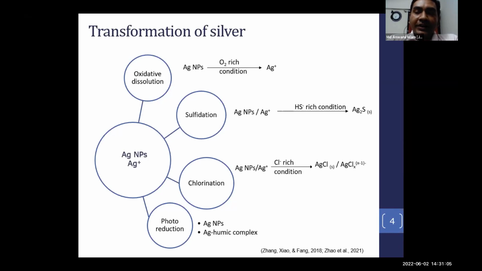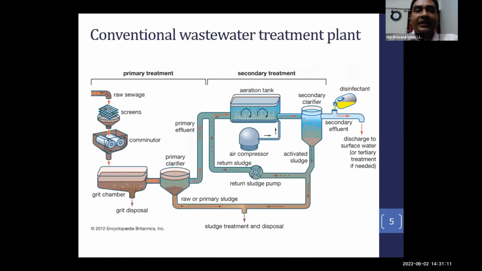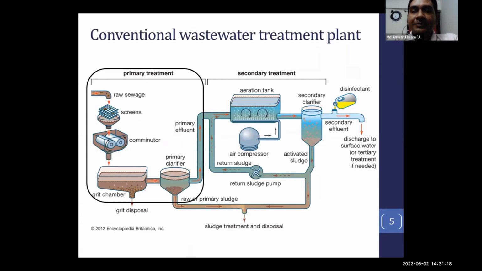To get rid of this toxicity from silver, we have the conventional wastewater treatment facility, which has two segments. The primary treatment, which is basically the screening and the primary clarifier, and the secondary treatment, which is the microbial oxidation, which helps us to remove the pollutants.